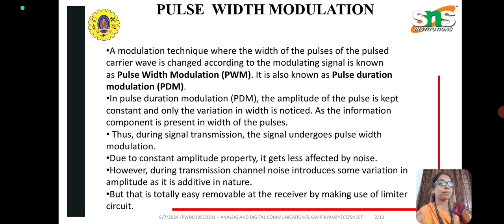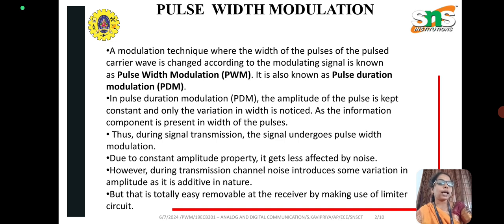It is also known as pulse duration modulation, PDM. In pulse duration modulation, the amplitude of the pulse is kept constant and only the variation in the width is noticed, as the information component is present in the width of the pulses. Thus, during signal transmission, the signal undergoes pulse width modulation.